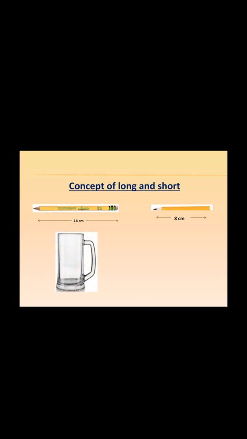Next, you will see the image of two different cups having the height of 12 centimeter and the height of 7 centimeter. Now, the question is, which one is short? Children, as you all know that 7 is smaller than 12. So, obviously the cup having the height of 7 centimeter is short. I hope you all must have understood the concept of long and short.